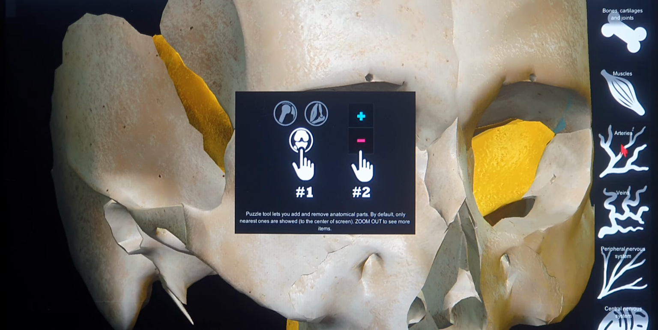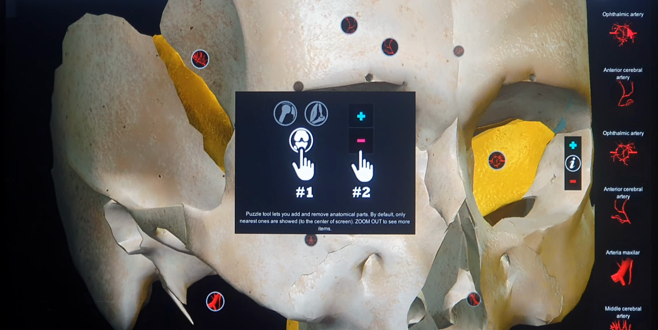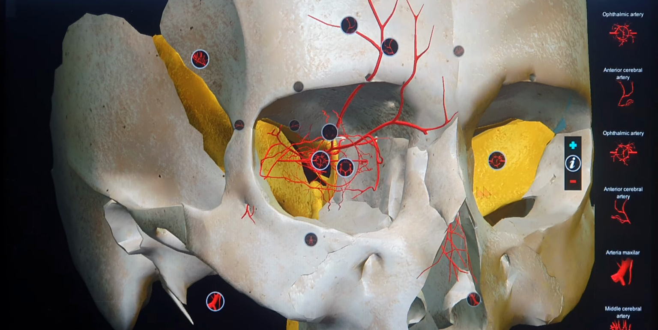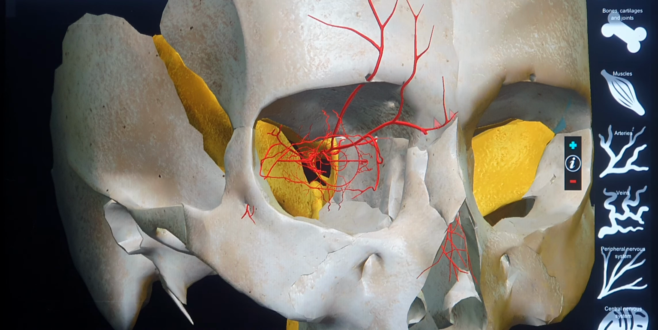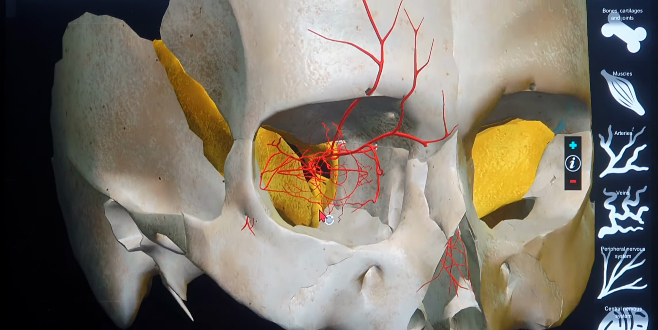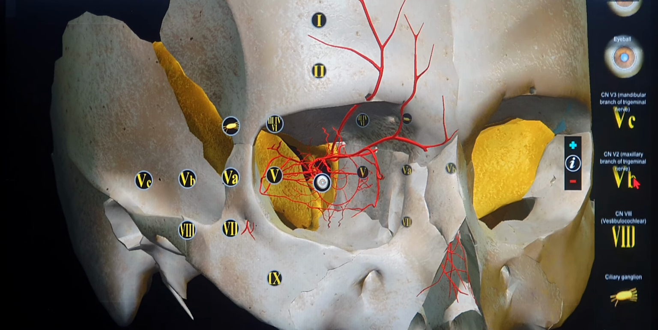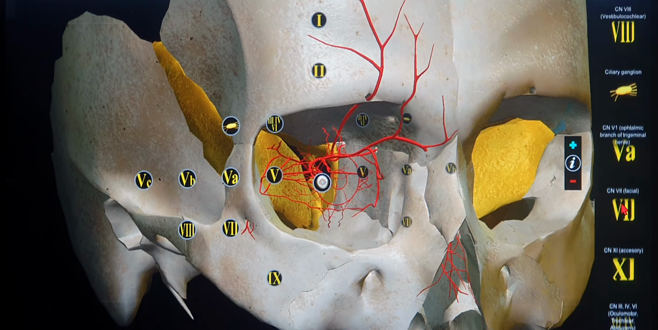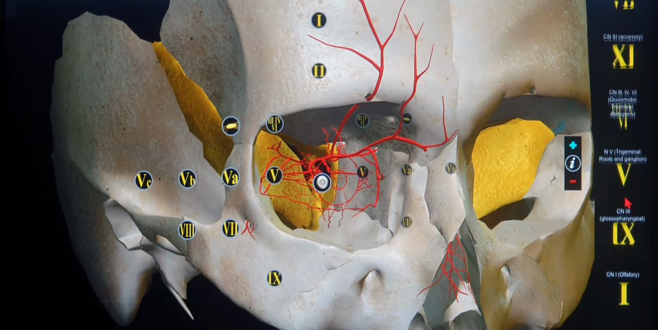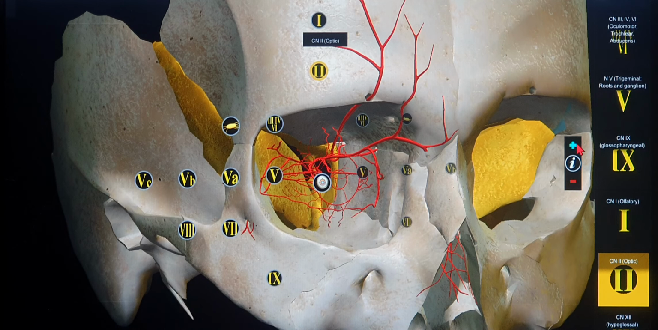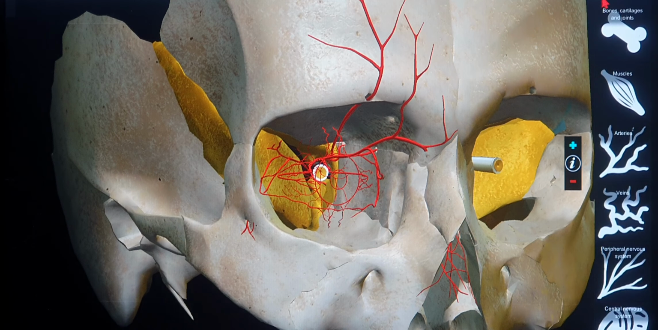So I'm going to add the artery. I'm going to add the ophthalmic artery right here. As you can see, I've just added the ophthalmic artery on the 3D anatomy model. Similarly, I'll be adding the nerve, which is the optic nerve. As you can see over here, I just have to find the optic nerve. There it is. So I have added the optic nerve as well.